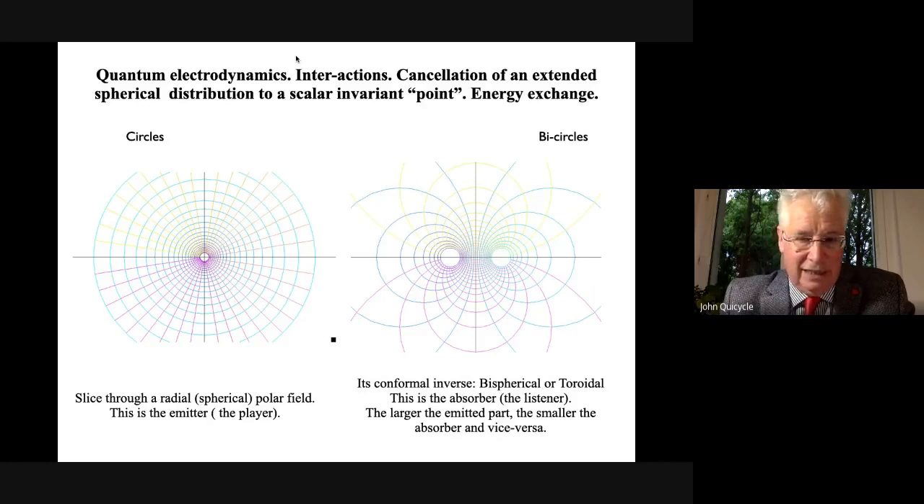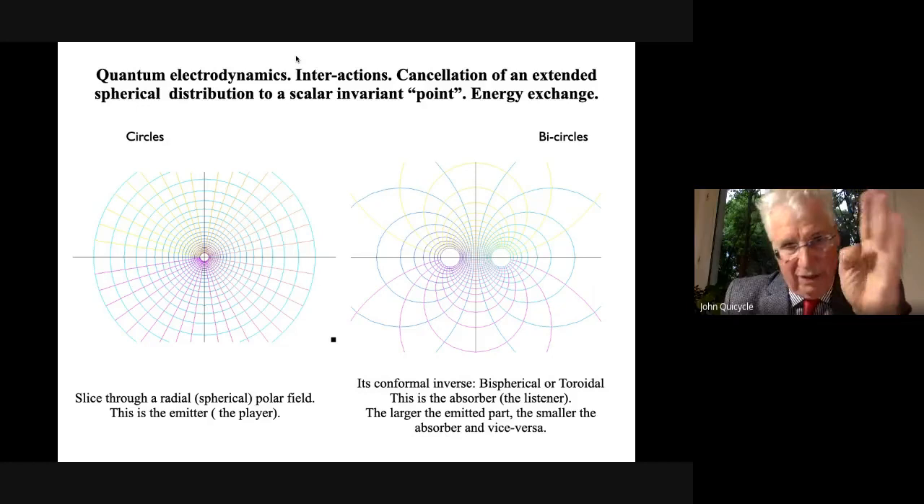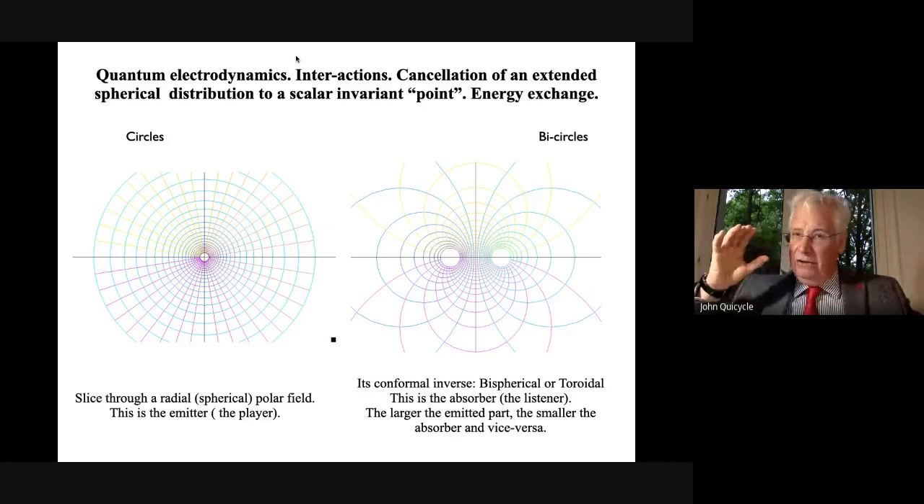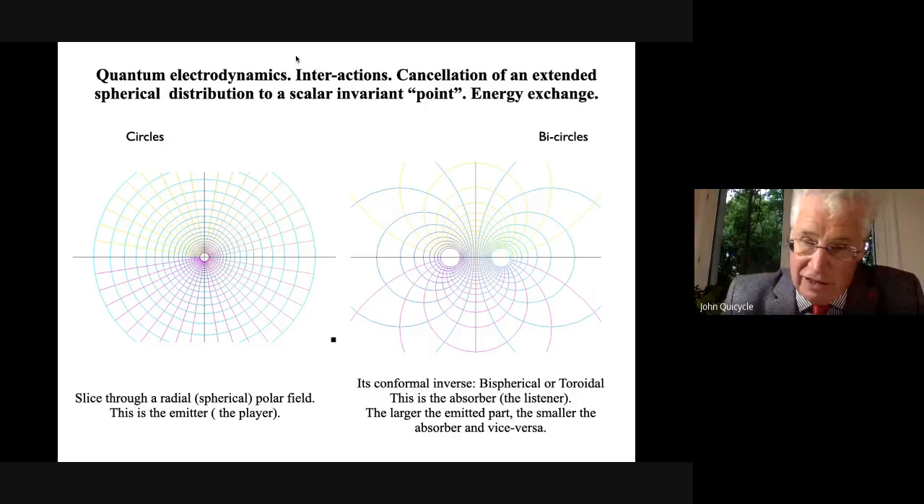The conformal inverse of a circle, of a slice through a spherical distribution, is also for any waves, for any scale, because these are a set of inverses, these are all possible inverses. If the emitter is very big, universally big, the inverse is going to be very small and in the same direction if it's a vector. It's going to be different if it's a field, which is what we need. So we need to find the inverse for fields, which we'll do in a minute.